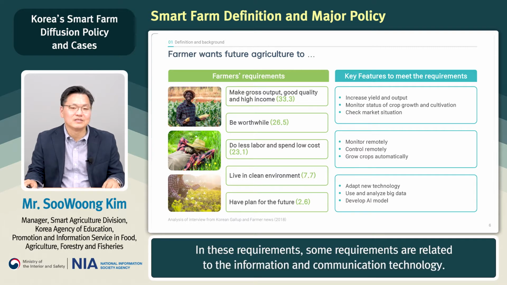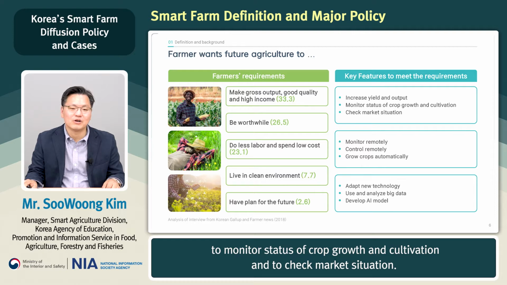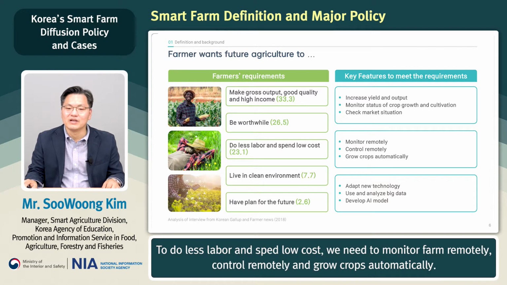In these requirements, some are related to information and communication technology. For example, to make gross output, good quality, and high income, we need to use ICT to increase yields and output, to monitor the status of crops, and to check the market situation. To do less labor and spend low cost, we need to monitor the farm remotely, control remotely, and grow crops automatically.